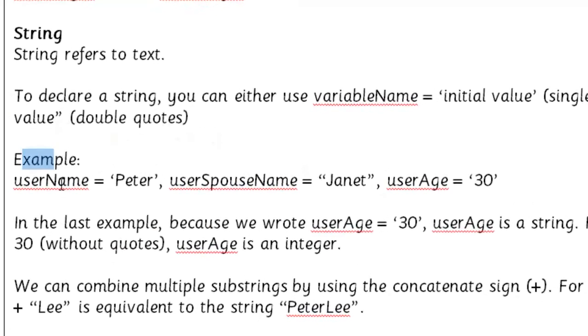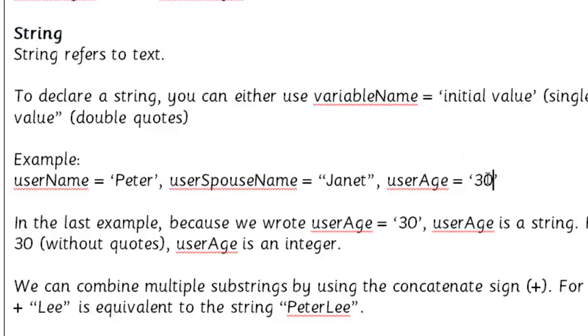Okay, so here is an example. Username equals Peter in between single quote, and again here is another example. User spouse name equals double quote Janet. Both of them are strings.